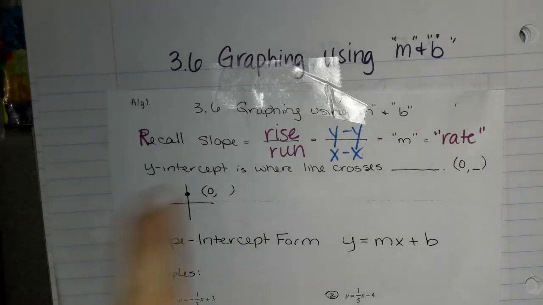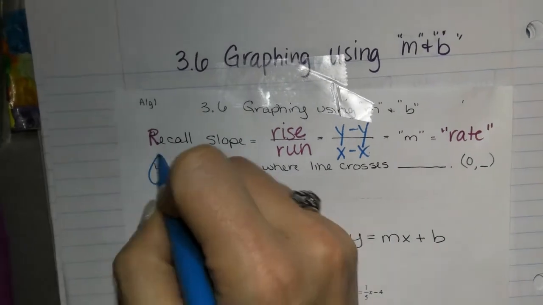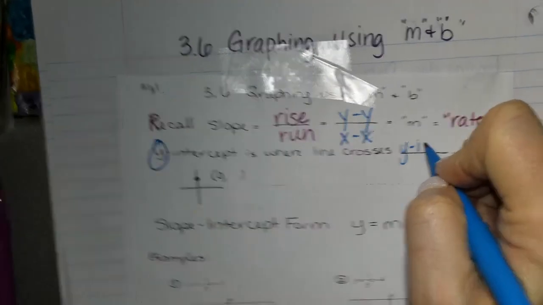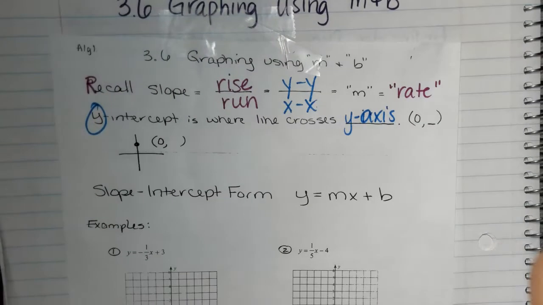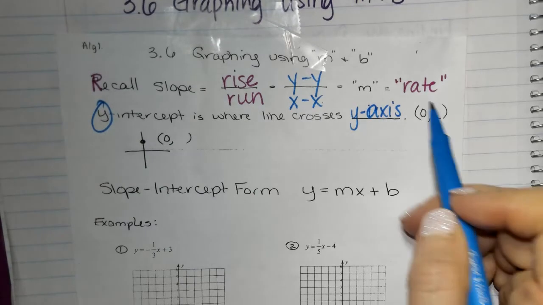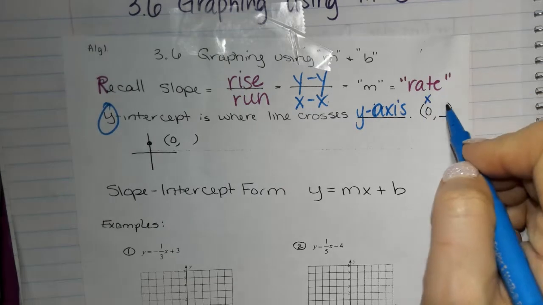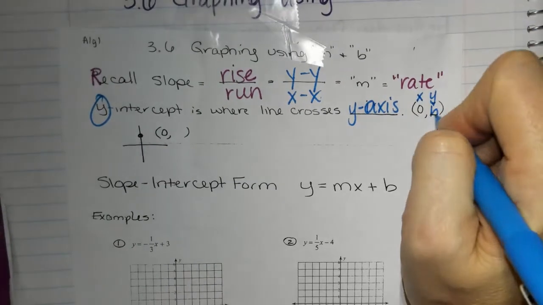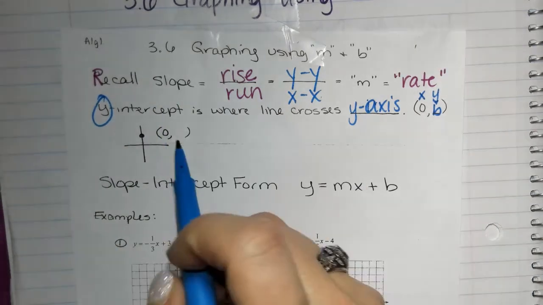So the y-intercept is where the line crosses which axis? Well, if it's the y-intercept, it is where the line crosses the y-axis. Okay? And we know that at that coordinate point, wherever it crosses the y-axis, your x is going to be 0, and your y, well, it could be anything, but in our y = mx + b, it is what we call the b. So we have 0 and b.